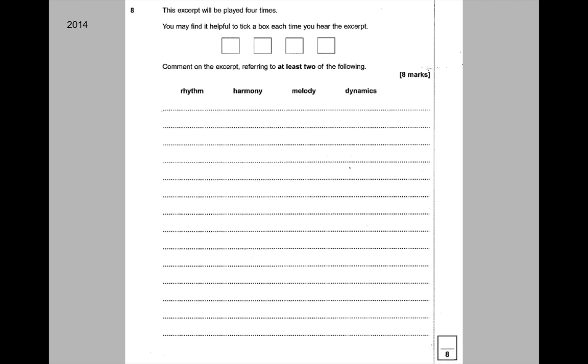For example, in here, the 2014 is a comment question, and they're asking you to comment on at least 2 of 4 areas of study. So it's probably a good idea, perhaps even before you hear the music, to put in some headings. Let's say rhythm, harmony, and melody, if you feel confident about answering those.